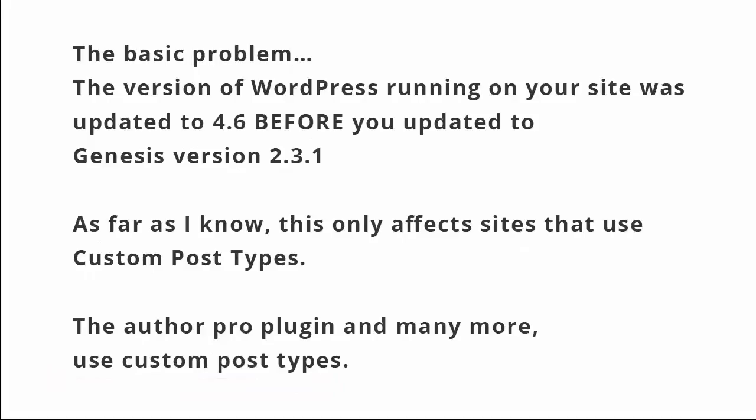The basic problem. The version of WordPress running on your site was updated to 4.6 before you updated Genesis to version 2.3.1. As far as I know, this only affects sites that use custom post types. Author Pro plugin and many other plugins use custom post types.